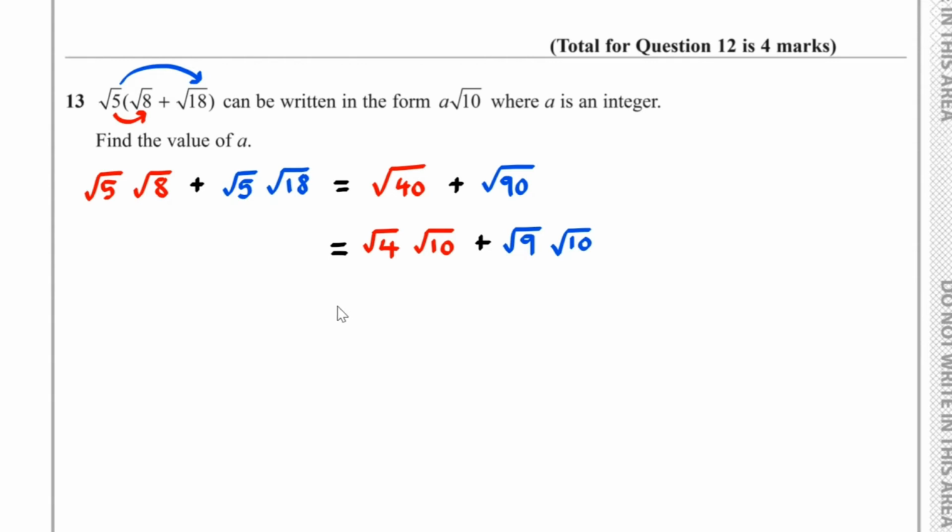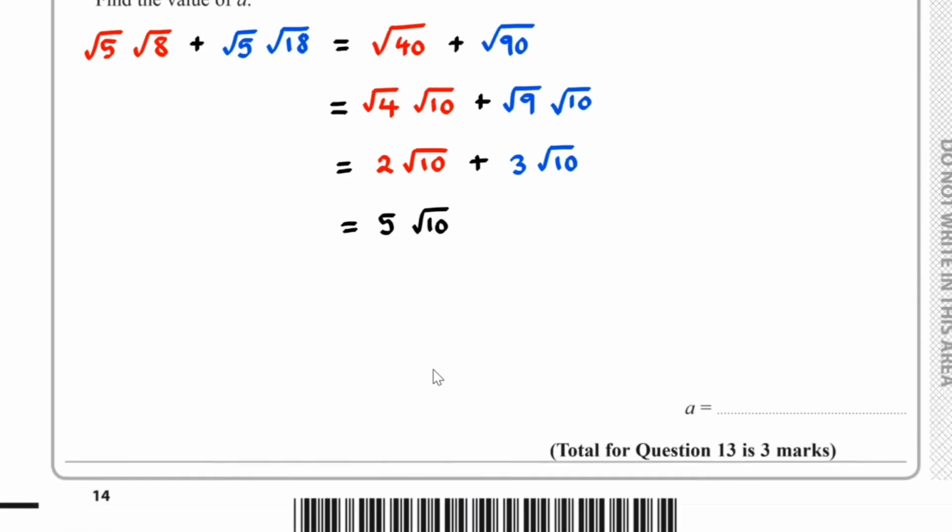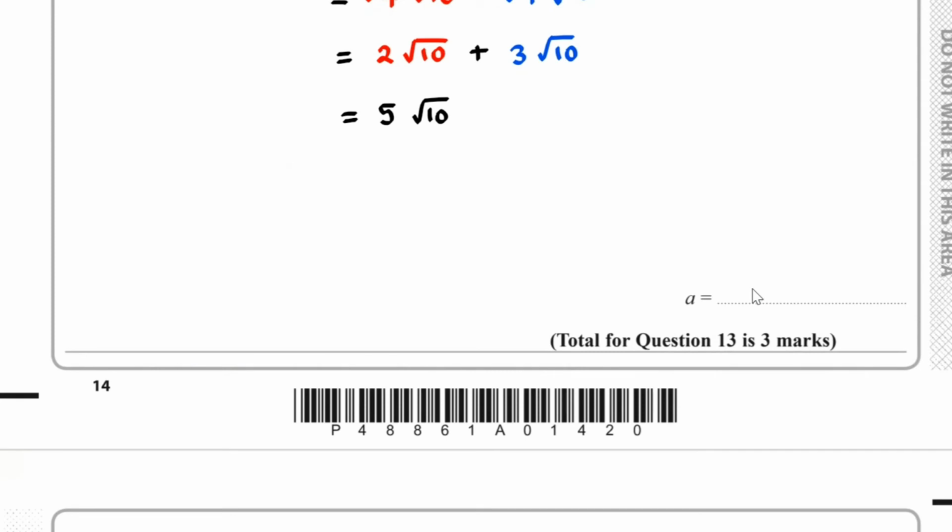So root 4 times root 10, that's the same as 2 root 10. And then root 9 times root 10, that is the same as 3 root 10. Altogether, we have 5 root 10. A is therefore equal to 5.